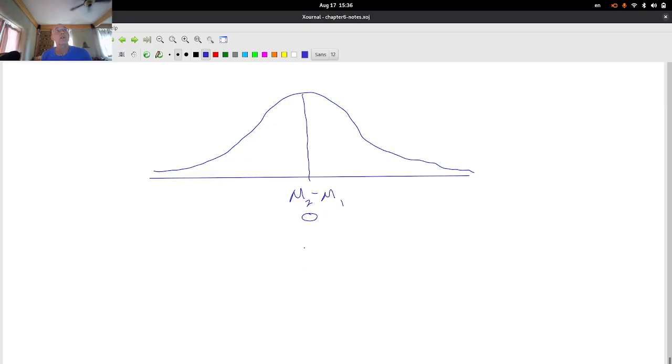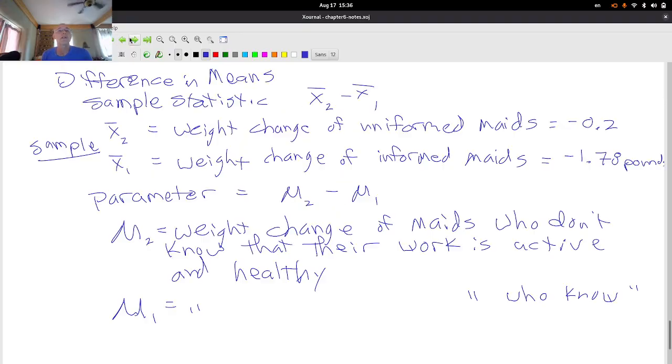Okay, now what am I going to assume here? What is my hypothesis? mu2 is the uninformed maids. So if I subtract one from the other, x bar 2 minus x bar 1, that's going to be negative 0.2 minus negative 1.78. That's going to give me a positive difference of 1.58. So that means the informed maids on average lost more weight.